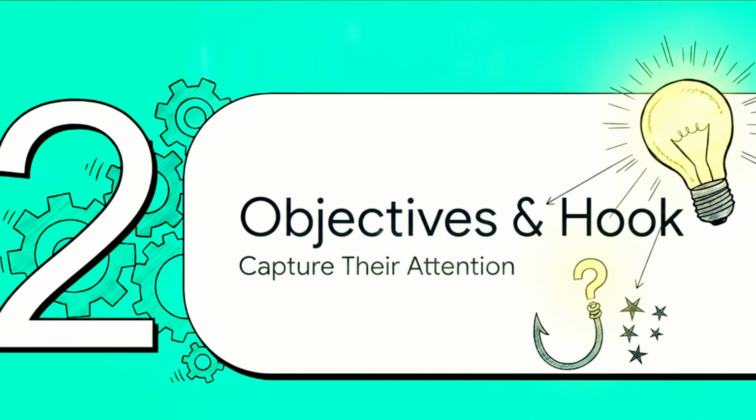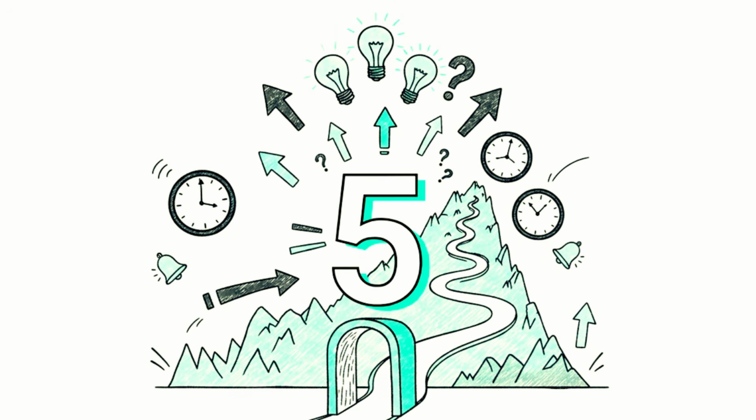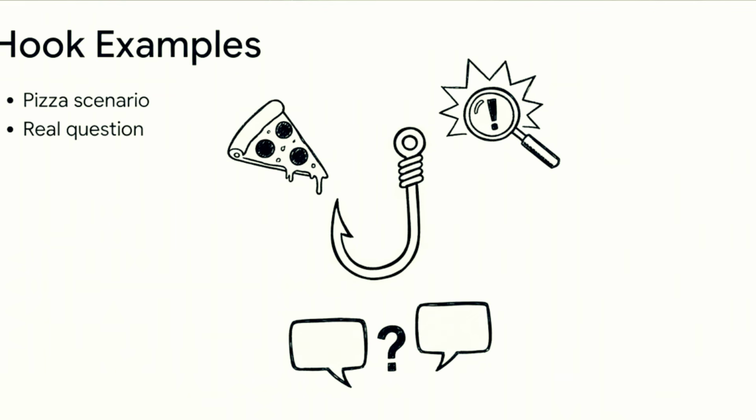Moving right along to section 2, objectives and the hook. Once you've got that strong objective, how do you actually get them to care? The first 5 minutes of your lesson are absolutely critical. This is your window. If you don't get your students on board within these first 5 minutes, you're going to spend the rest of the period fighting a massive uphill battle just to win back their attention. You have to grab their curiosity the absolute second the bell rings. So how exactly do we do that?